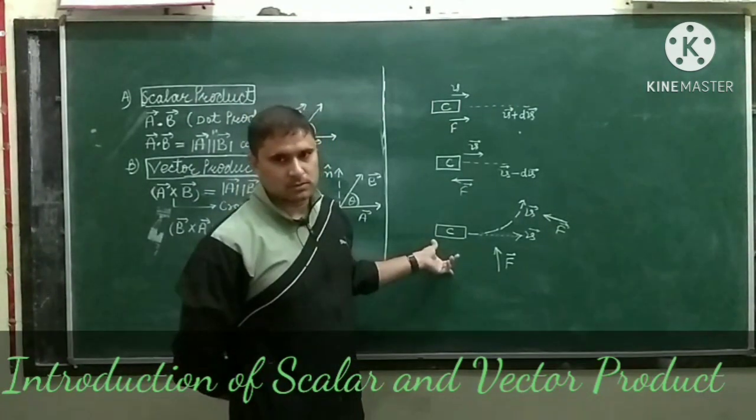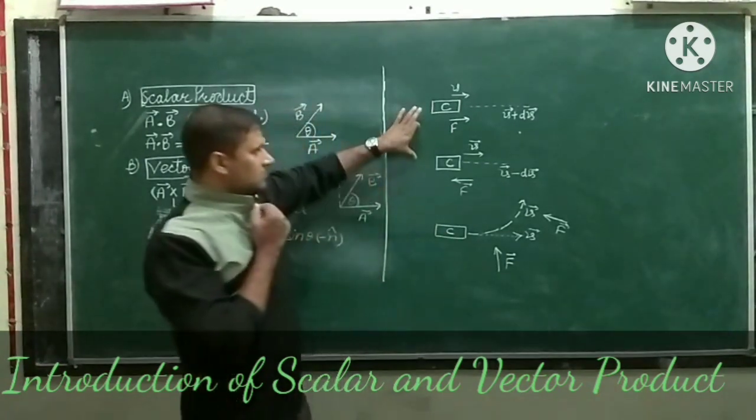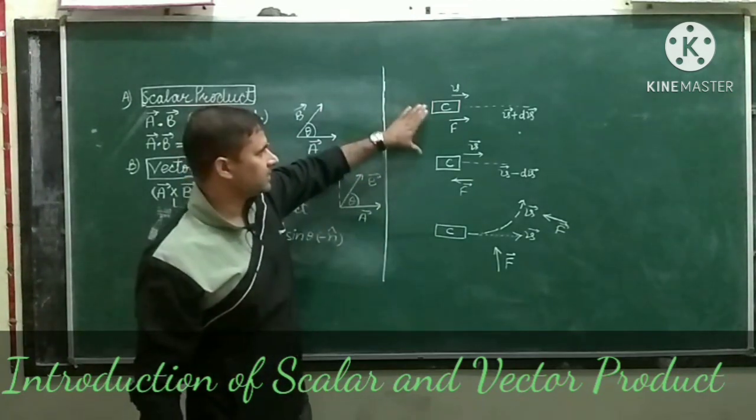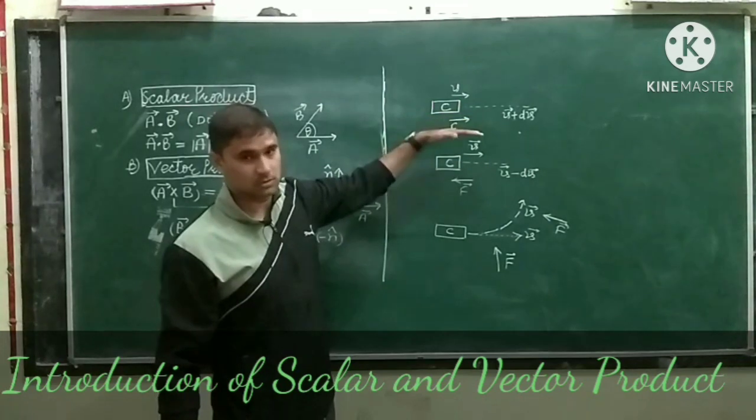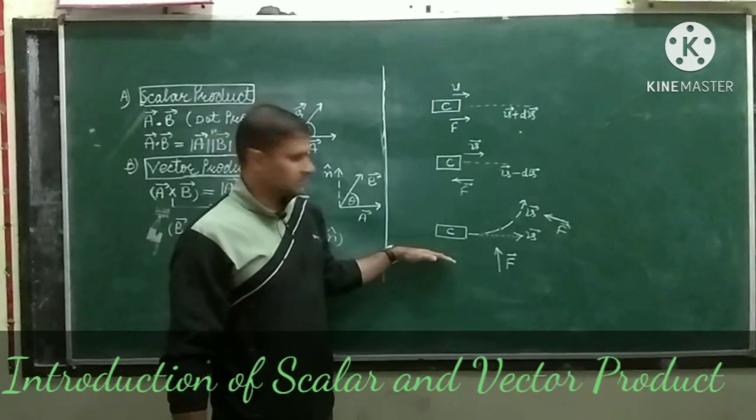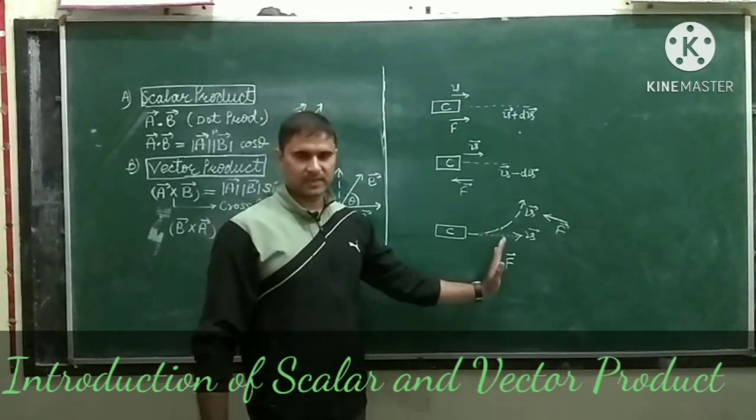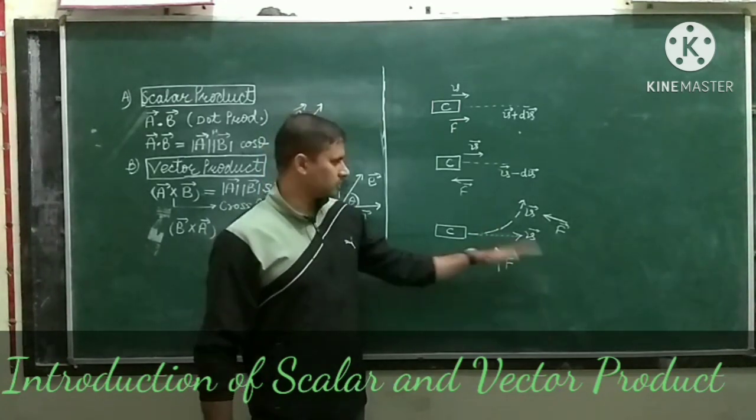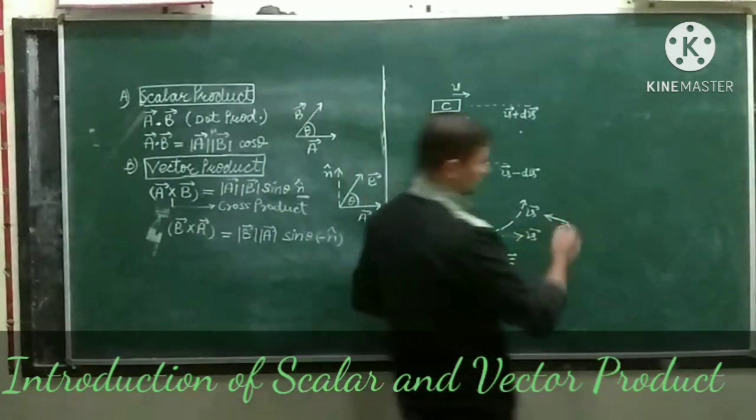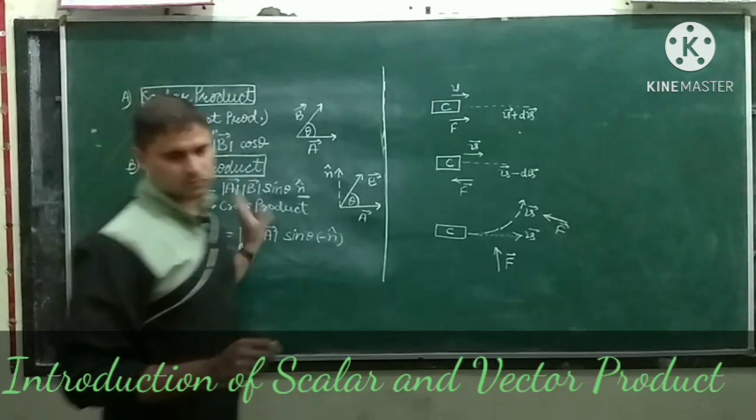So class, we will see the difference between these two cases and this third case. In the first two cases, there is a change in magnitude without any change in direction. And in the third case, we have a perpendicular force which changes the direction of motion without any change in magnitude. Now we will take the fourth case, which will clear the importance of dot product and cross product.